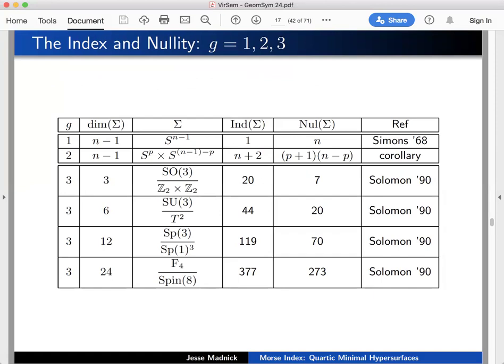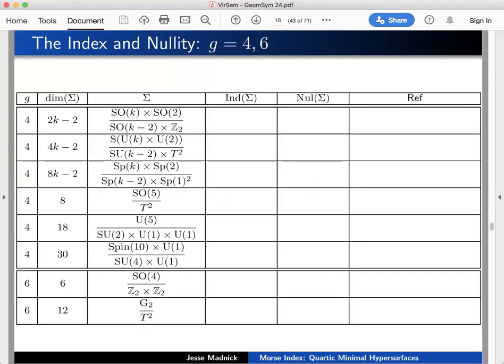These are really 2 very beautiful papers of Bruce Solomon, and these are the Morse indices and nullities that he computed. I'll let you all look at this for a second. Okay. So for G equals 1, 2, and 3, we know the Morse index and the nullity. What about 4 and 6?